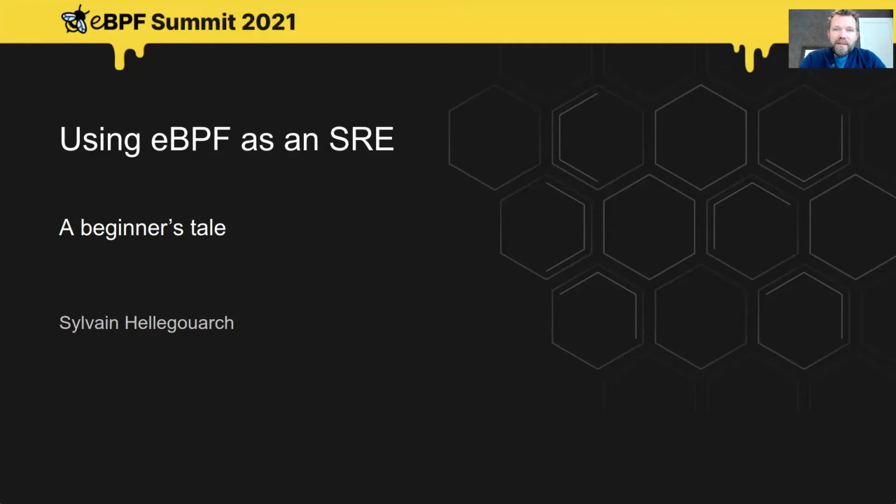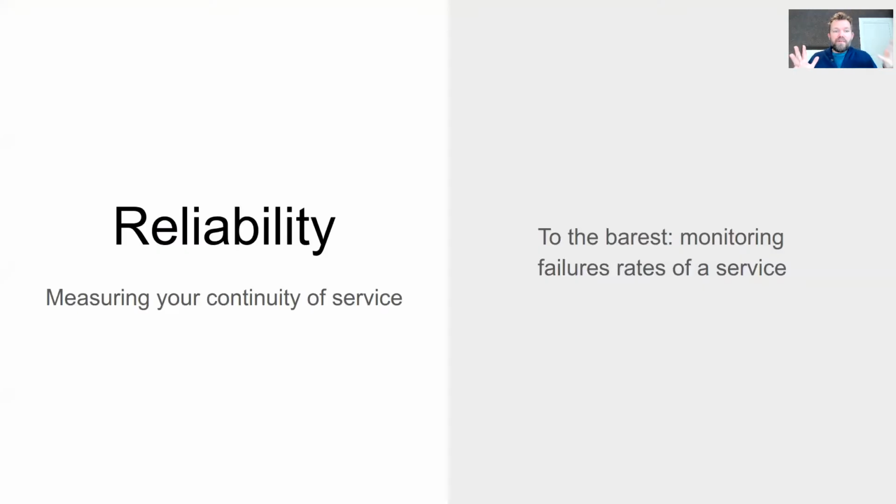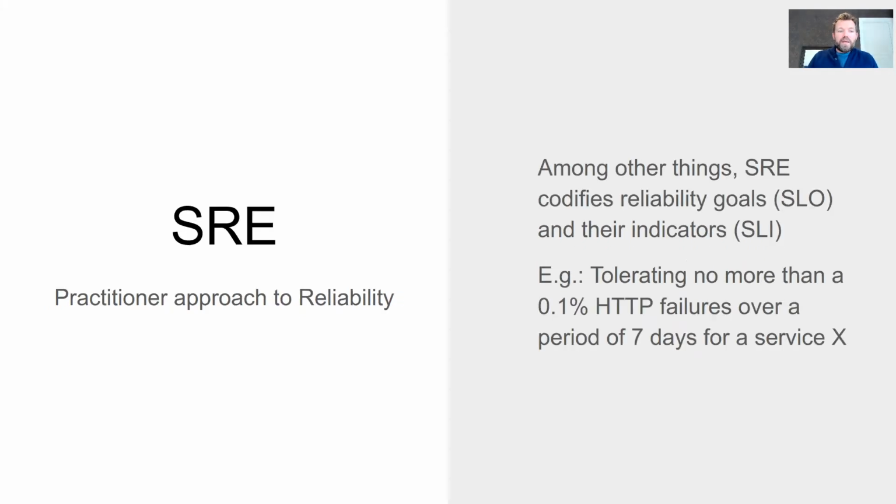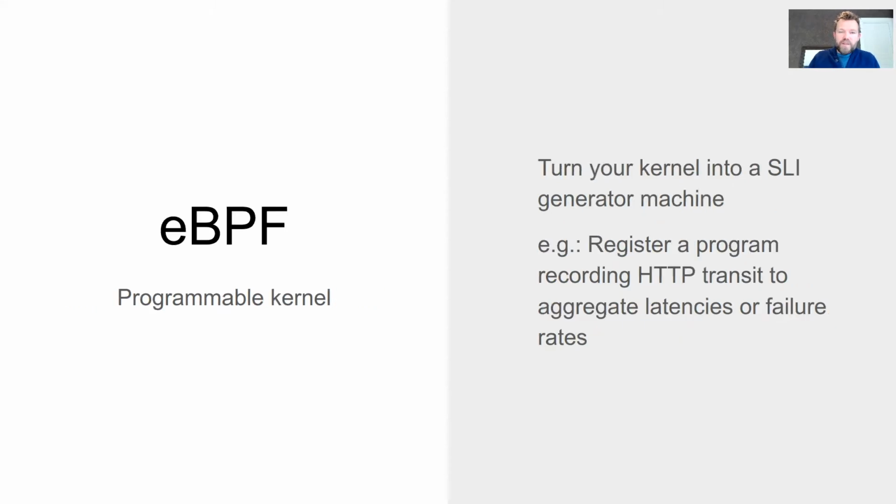I'm here to talk about my beginner's journey into eBPF for SREs. Let's get started. So what are we talking about? Reliability. Industry defined that as a measure of continuity of service. SRE is a practitioner's approach to reliability, trying to surface all those aspects of reliability and availability, all those system points of view, to the stakeholders so that they're aware of it. Among other things, SRE codifies reliability goals as service level objectives and their indicators, service level indicators. So for example, tolerating no more than 0.1% of HTTP failures over a given period of time for a given service. So where does eBPF fit into that?